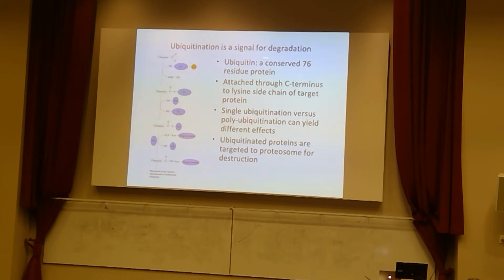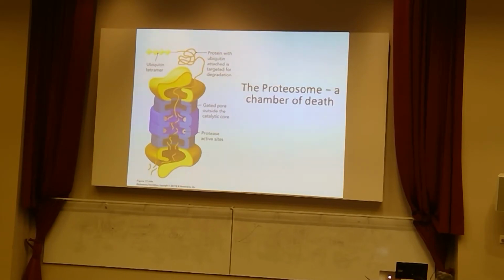So in this post-translational modification, we are going to take ubiquitin, take the C-terminus, and add it onto a lysine side chain. We can add one ubiquitin, or we can add several at that position, and depending upon the number of ubiquitin molecules on there, it will have different effects on the degradation. But once the ubiquitin is on the protein, it tells the cell, send it to the machinery for destruction and cleavage. And this is where that happens.